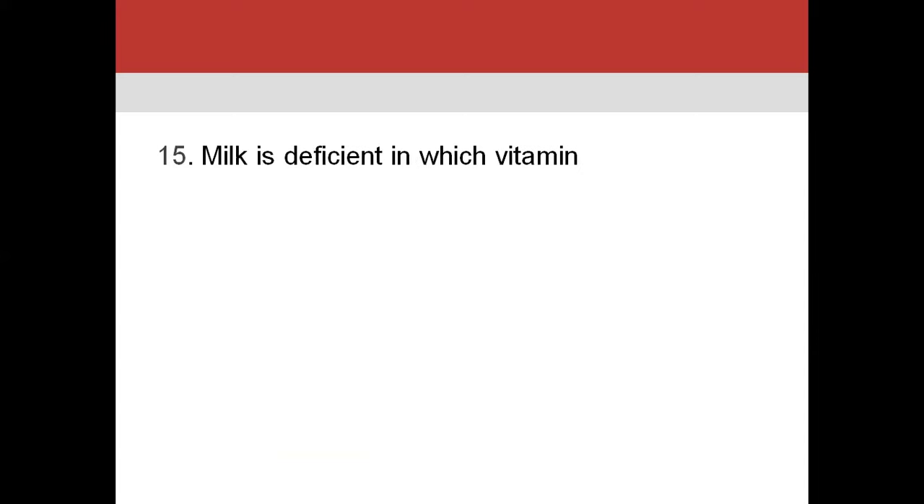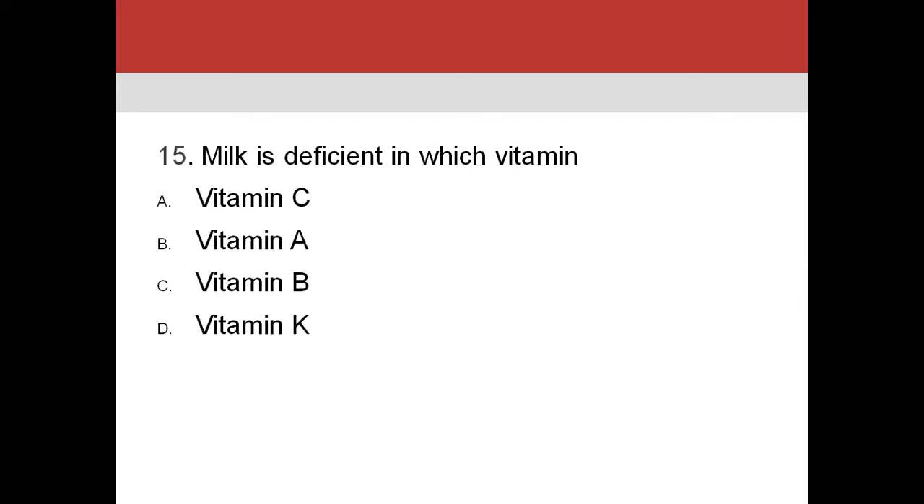Next question, milk is deficient in which vitamin? Option A, vitamin C. Option B, vitamin A. Option C, vitamin B. Option D, vitamin K. Here the right answer is option A, vitamin C. So milk doesn't contain vitamin C.